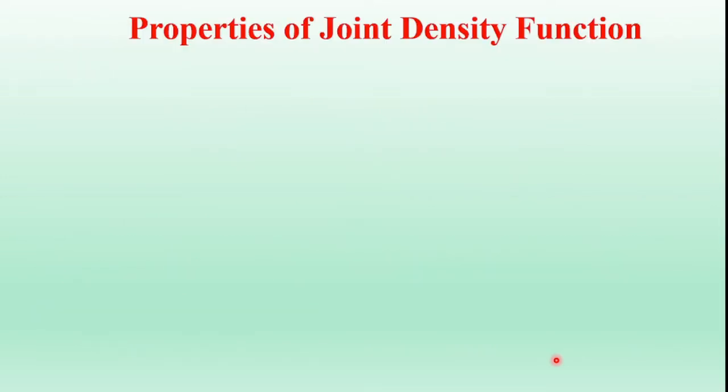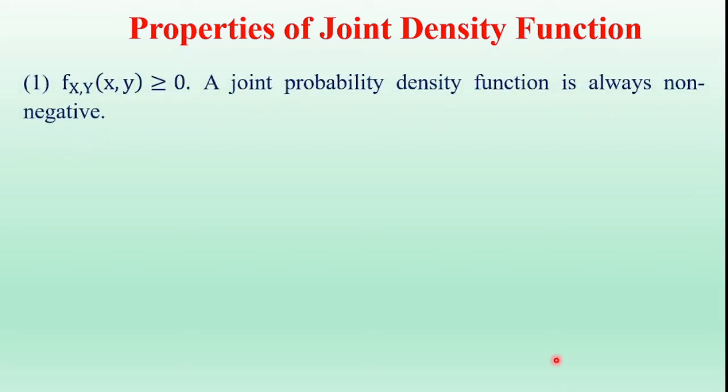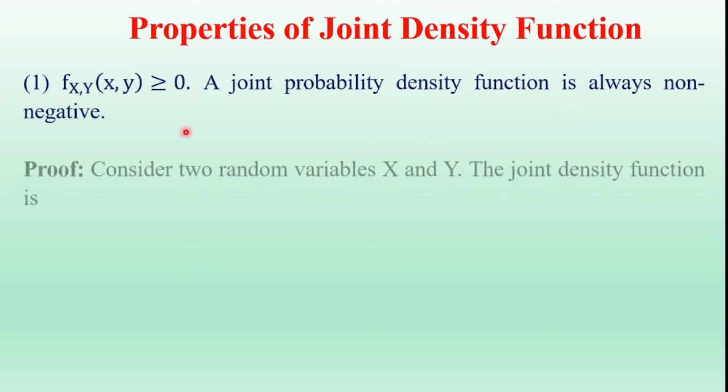Next we are going to discuss the properties of the joint density function. There are some important properties of the joint probability density function. The first one is that the joint probability density function is always non-negative, that is, f_XY(x, y) is greater than or equal to 0.